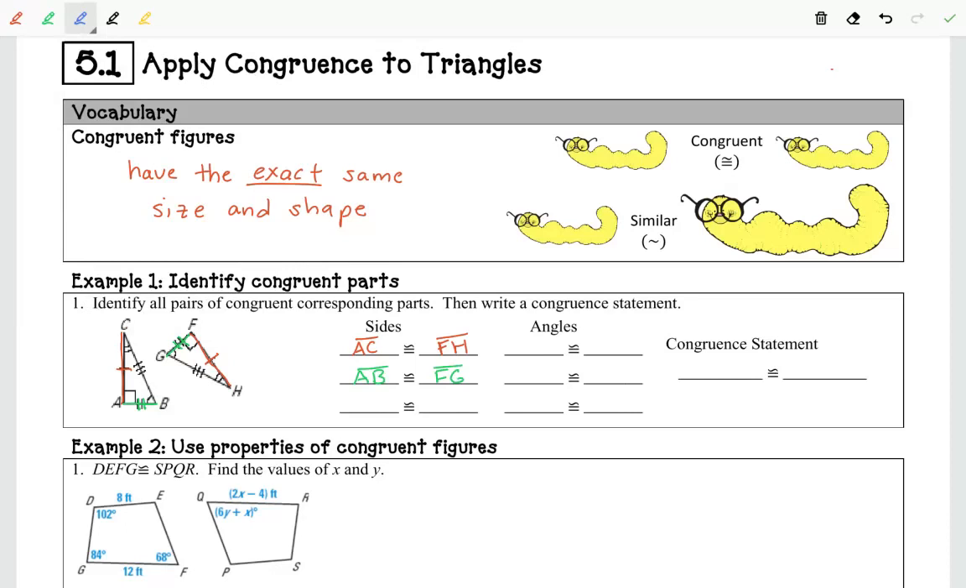And then lastly, side CB has three tick marks. And side HG has three tick marks. So we went from angle C that has two marks in the angle to angle B, which has one mark in the angle. So we went from H, which has two marks, to G, which has one mark.